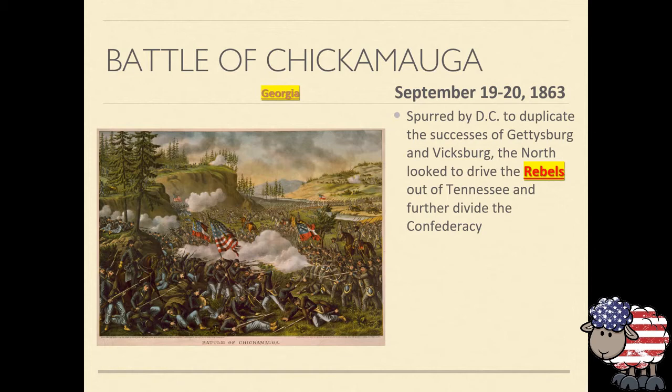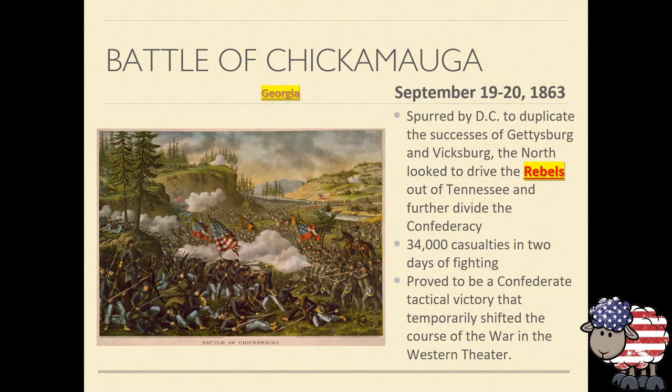2 days of fighting, there's 34,000 casualties. And it is a tactical victory for the Confederacy that temporarily shifts the momentum. So while I just said that Gettysburg and Vicksburg are going to have a significant impact on the war, it is paused because of the Confederate victory at Chickamauga.